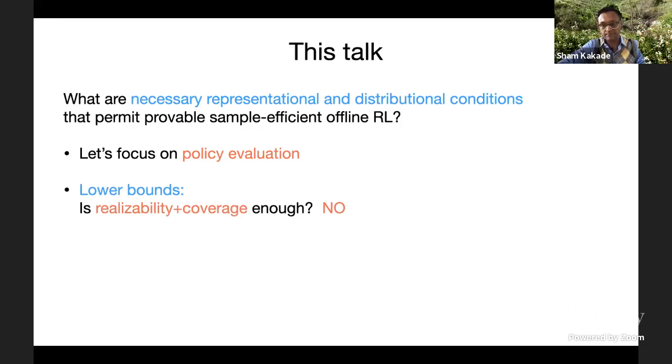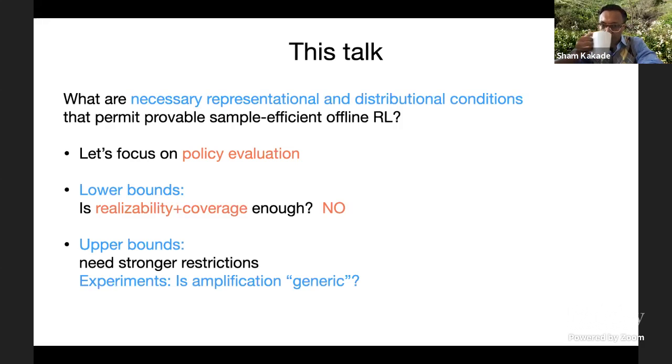figure out how well we can accurately estimate the value of a fixed policy. Okay, and the main result for the lower bound is going to be showing that the analogs of this realizability assumption and coverage assumption are definitely not enough for sample efficient offline learning. This is a super basic question, and we'll try to give some intuition for why that's the case. So this is pretty depressing at some level.